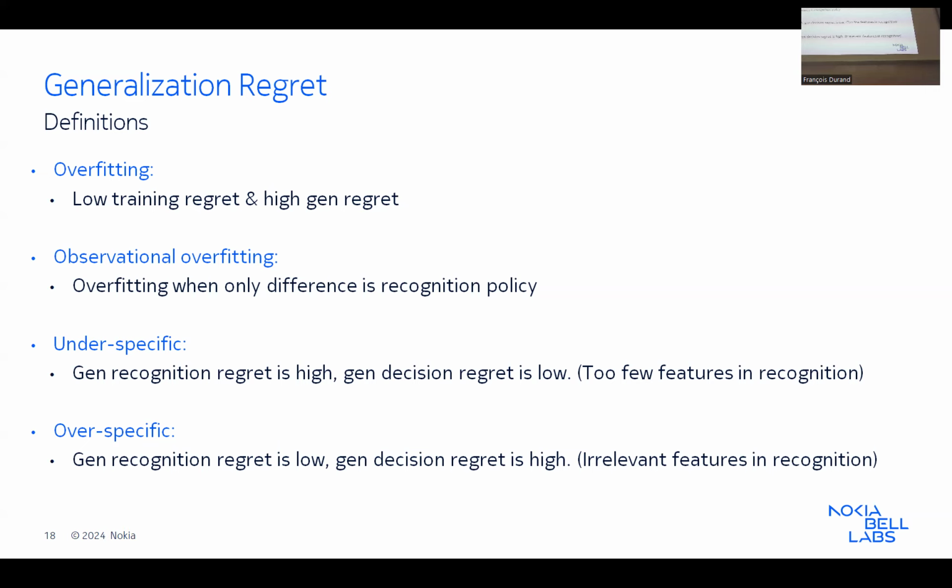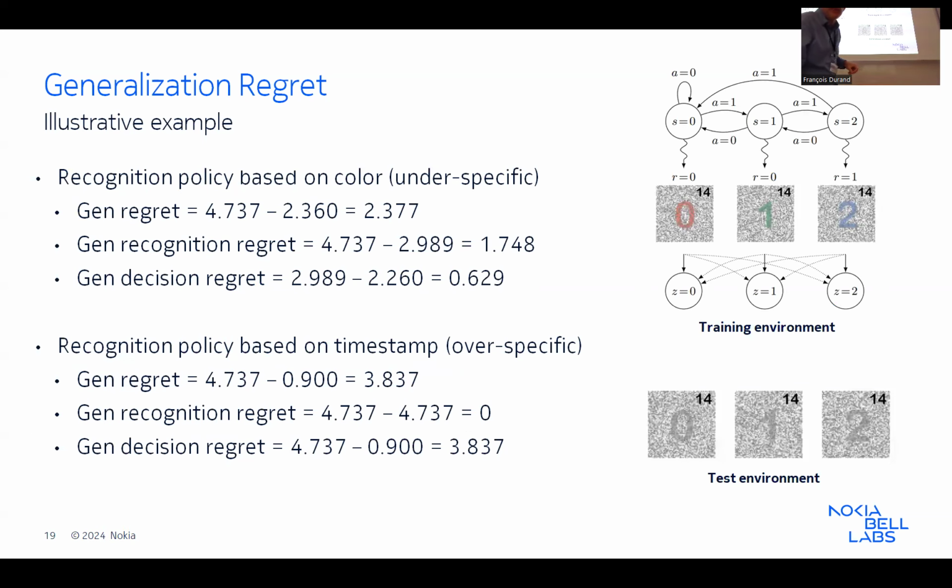Conversely, if the recognition regret is low, but the decision regret is high, then maybe it means that we're picking out some irrelevant features in the recognition, and the decision policy is honing in on those. So it means that from the recognition policy, there was a right way to take the decisions, but we're taking the wrong decisions. Maybe the decision policy is looking at the wrong piece of the representation. Again, this is probably a little confusing without examples, so it's probably best to focus on the examples here.